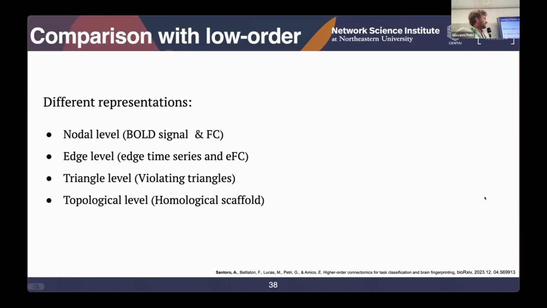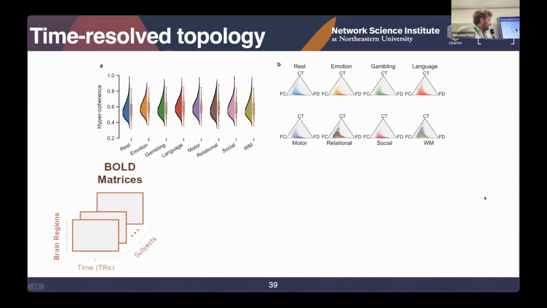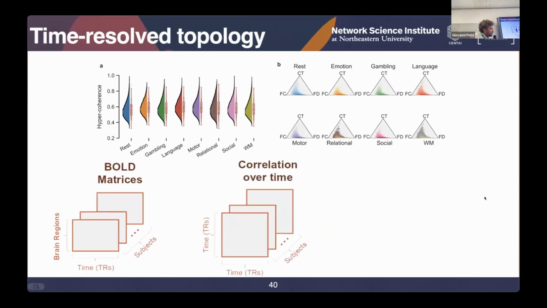And so we tried to go down, and we basically created representations of our data set at nodal level, basically BOLD signal, edge level, edge connectivity, triangle level, and topological levels by projecting the number of triangles that I have, and so on and on and on. And the beautiful thing is, since you have one per time, you can actually look at the correlation over time.